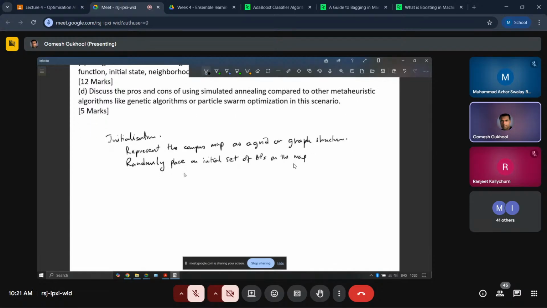Okay, set the initial temperature T to a high value. Example, T is equal to 100. This is just an example, okay? Define the cooling rate alpha. So for example, alpha is equal to 0.95.